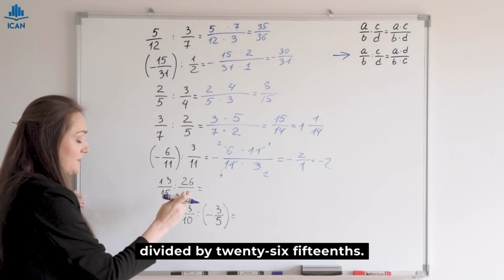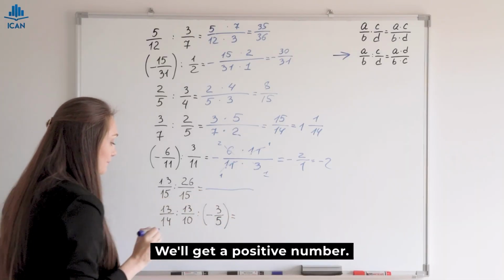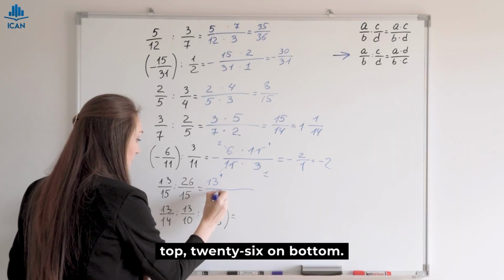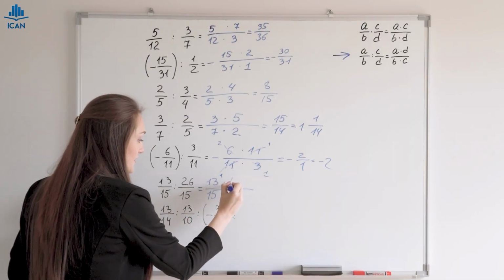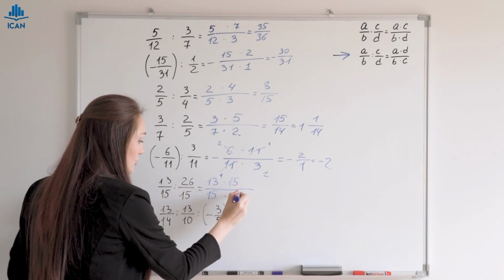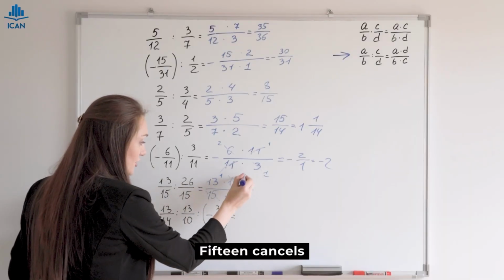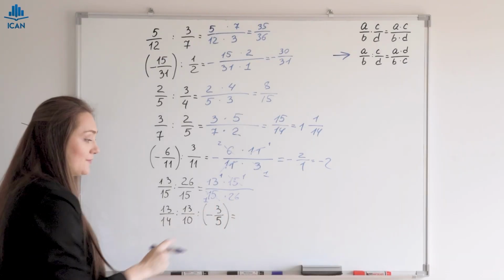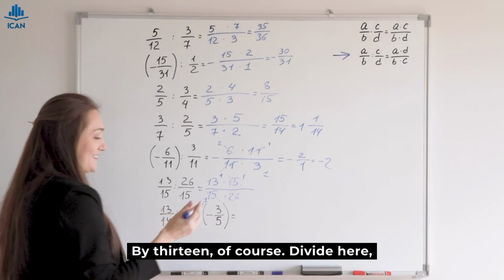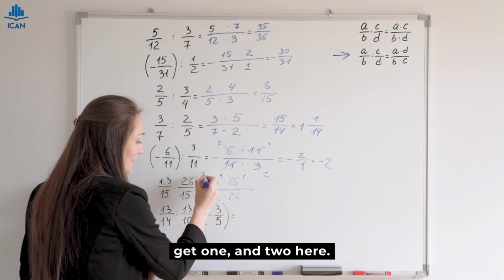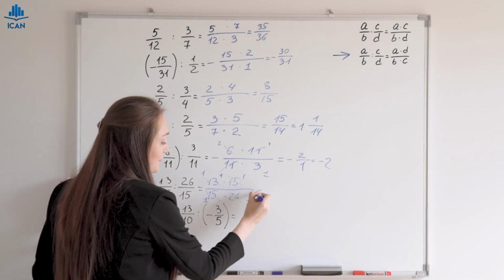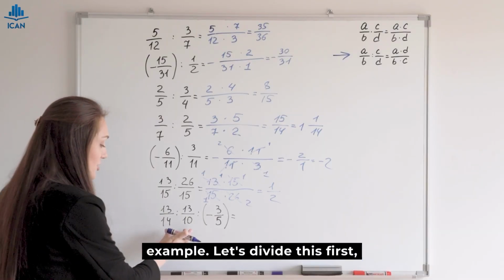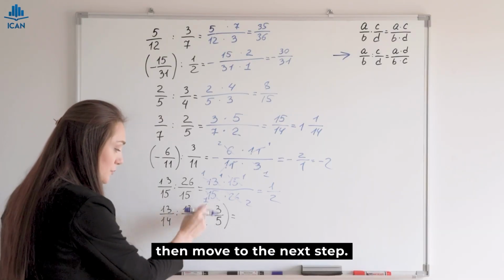13/15 divided by 26/15. We'll get a positive number. 13, 15 on top, 26 on bottom. 15 cancels out. 13 over 26. What can we divide by? By 13, of course. Divide here, get 1, and 2 here. That gives us 1/2. Now for the trickiest example, let's divide this first, then move to the next step.